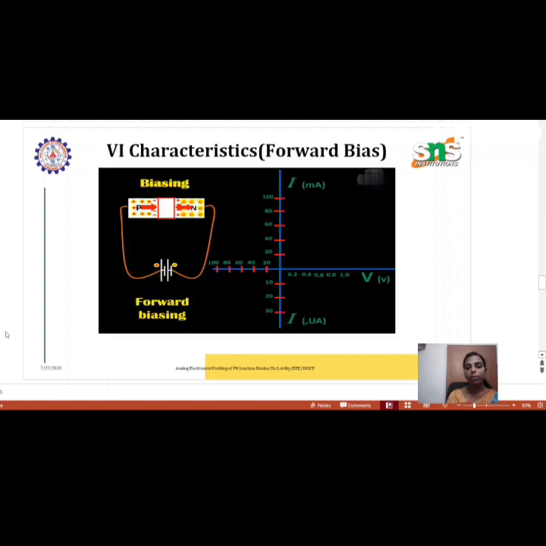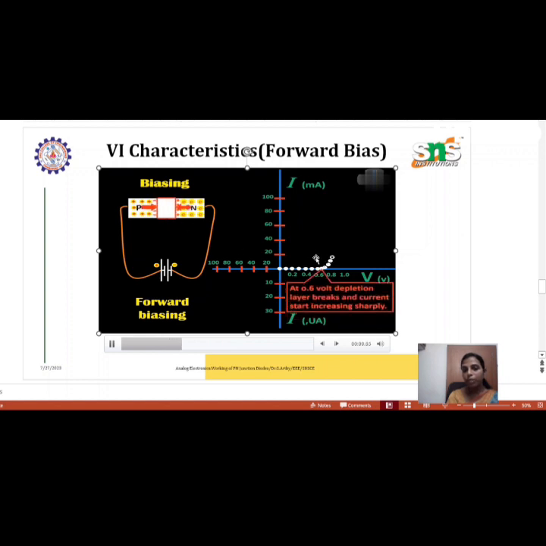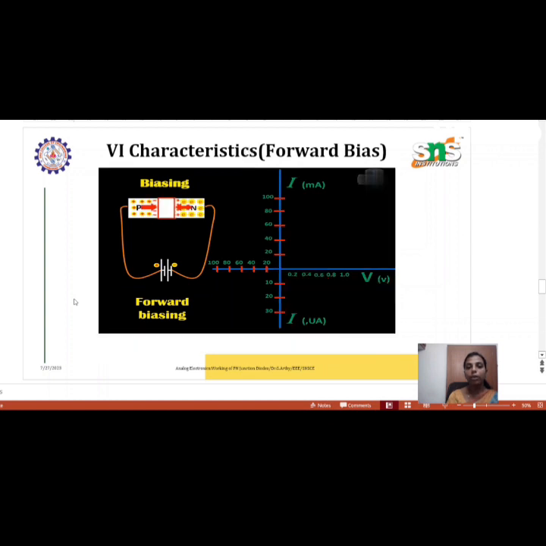And coming to the VI characteristics. VI characteristics is voltage current characteristics. So what happens in the case of forward bias is I am connecting this positive to the positive, and so the depletion region diminishes. Till it reaches the threshold voltage, it will be maintaining 0, and once it reaches the threshold voltage, the current starts to increase. So when the bias voltage exceeds the threshold voltage, current will increase in the case of forward bias.